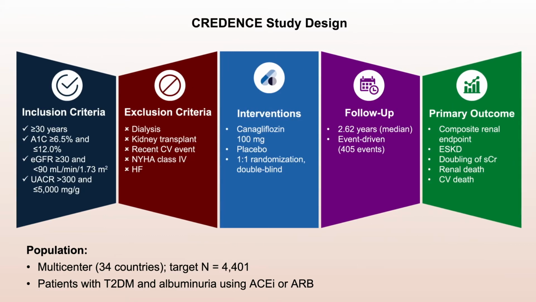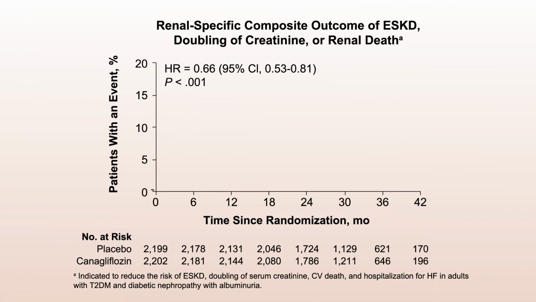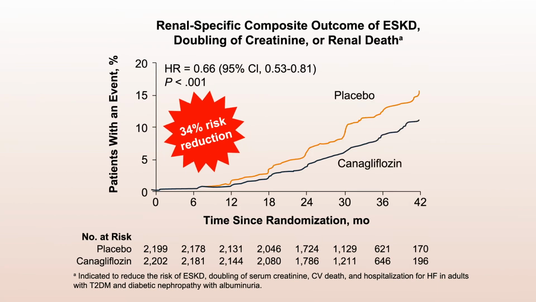And the primary outcome was a composite renal endpoint: ESKD, doubling of creatinine, renal death, or CV death. So, again, clearly geared for renal outcomes. And you can see here the primary outcome showing a 34% risk reduction for renal-specific composite endpoints. So there's no question there's a benefit here, and the FDA certainly appropriately gave labeling. Now, I think what's also important is you do not have to have diabetes. This is not a glucose-lowering benefit. This is a benefit independent of that, and I'm going to get to that in a second.